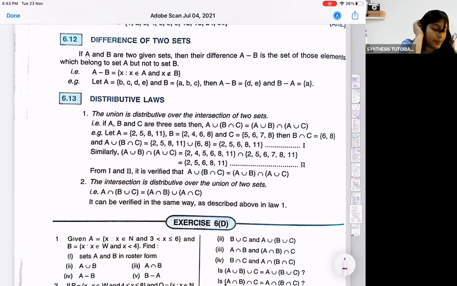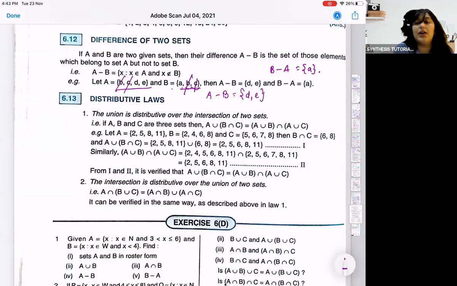Now they've given an example. Let A equal B, C, D, E and B equal A, B, C. Now what is in B? A, B, C. Which elements of B are in A? B and C. So we will remove these. So A minus B will be just D, E, right? Now if I want to do B minus A, we will remove from B the elements which are in A, so what will be left? Just A. Are you all understanding what difference of two sets is, guys?